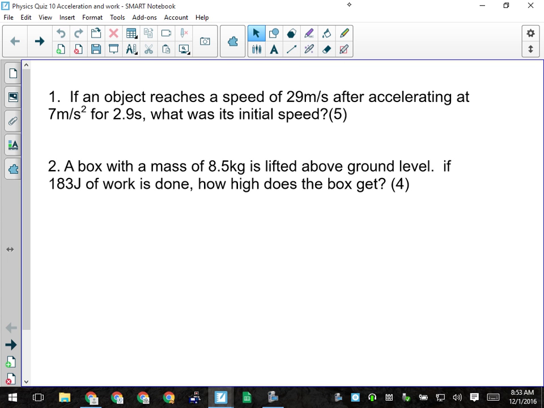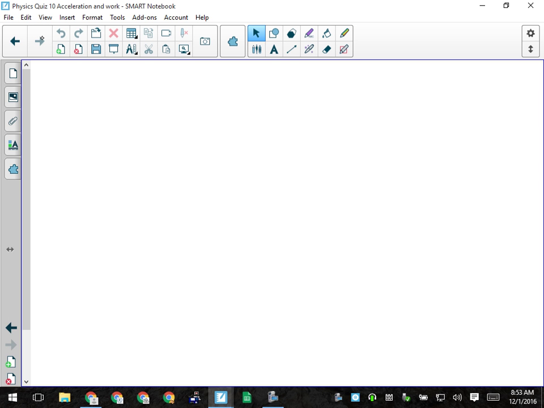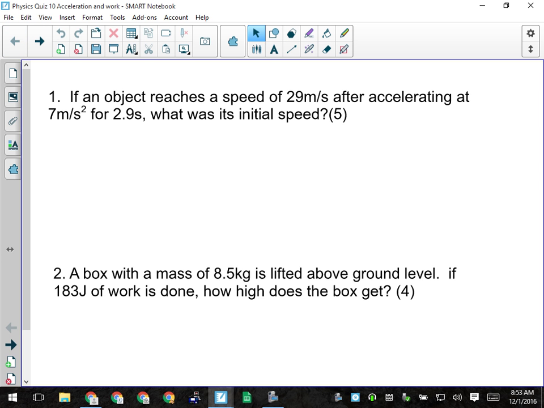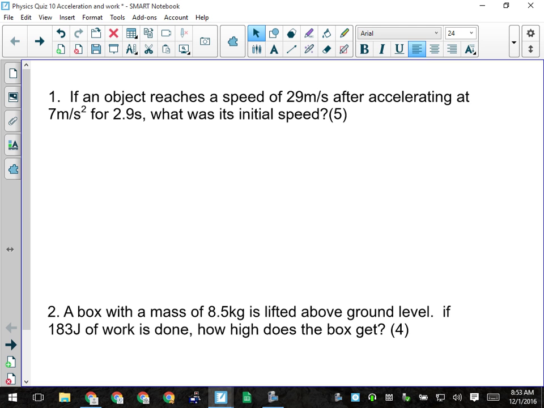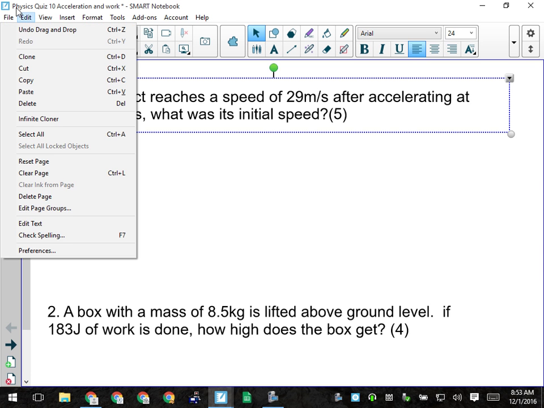So question number 1 is an acceleration question. We're just looking for the initial velocity on that one. I don't actually have it done, so I'm going to have to do some work. Okay, let's do this.